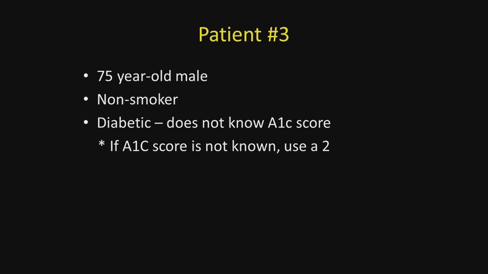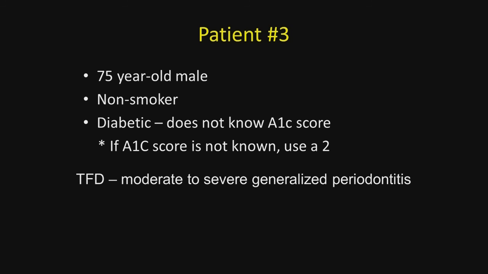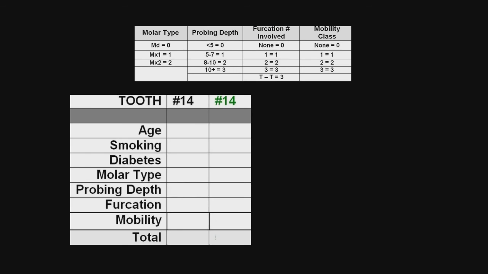Well, if the A1C score is not known until you get an A1C score, use a score of a 2. The treatment-focused diagnosis is a moderate to severe generalized periodontitis. This is a patient probably that would benefit from periodontal surgery, but as you're going to see in a moment, may just opt for some initial therapy on that, which could be quite impactful. So now let's score our 75-year-old patient.